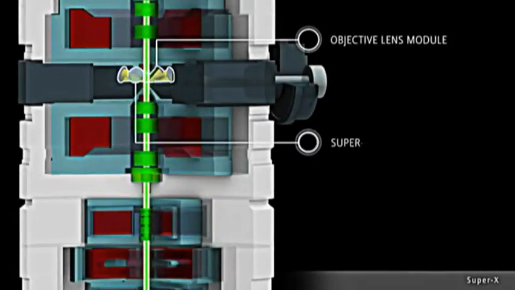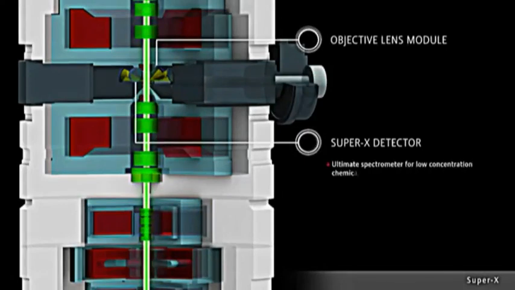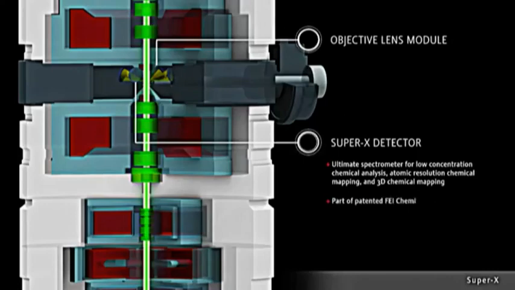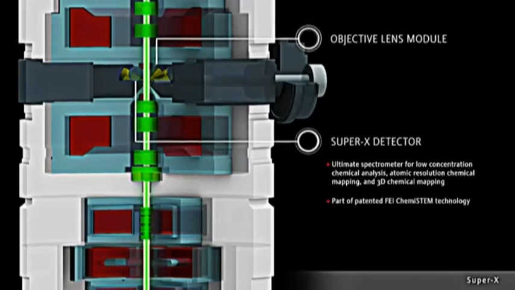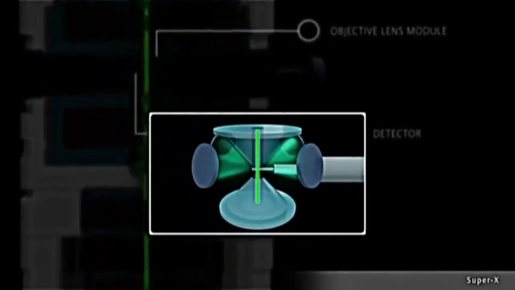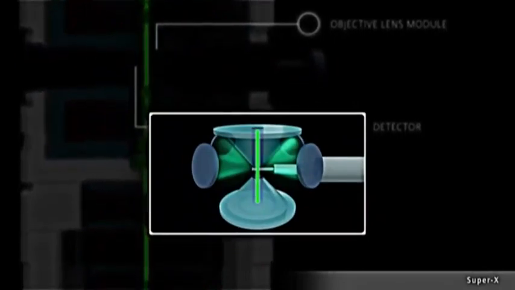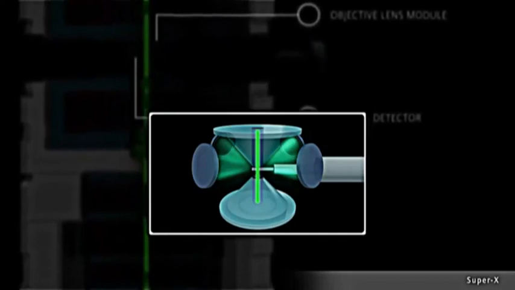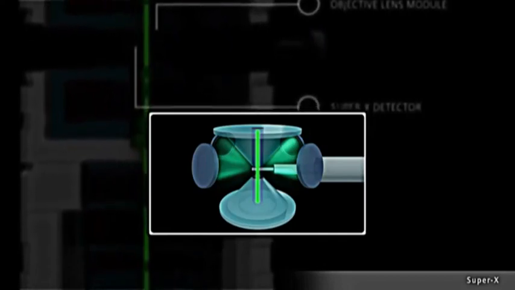This powerful combination of unique technologies in one platform is now complemented with the ultimate spectrometer for low-concentration chemical analysis, atomic resolution chemical mapping, and 3D chemical mapping, the Super X detector, which is part of the FEI patented ChemiStem technology. The symmetric design of 4 detectors around the sample increases the collection efficiency and allows for flexibility in tilt without losing the EDS signal.